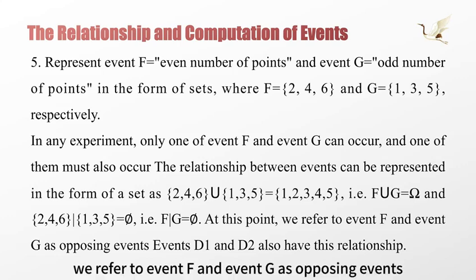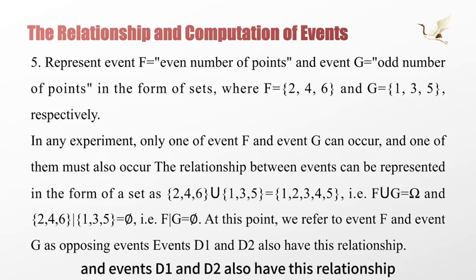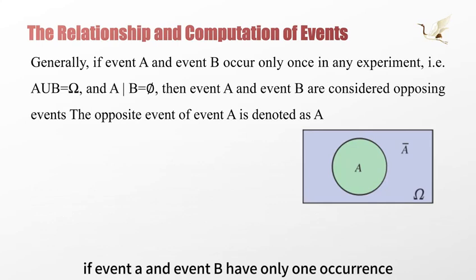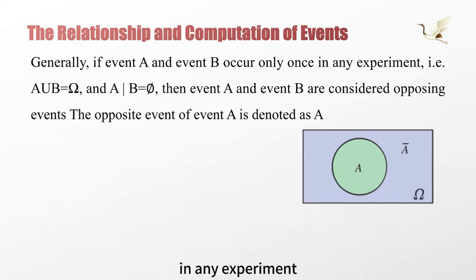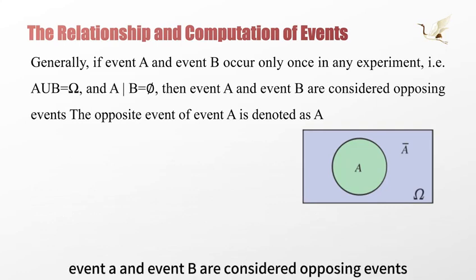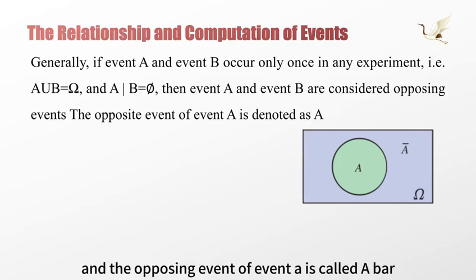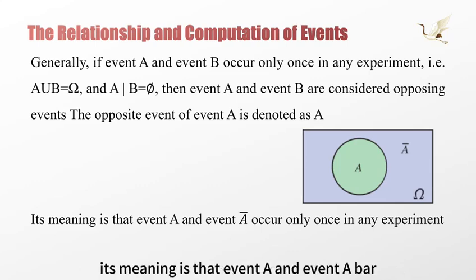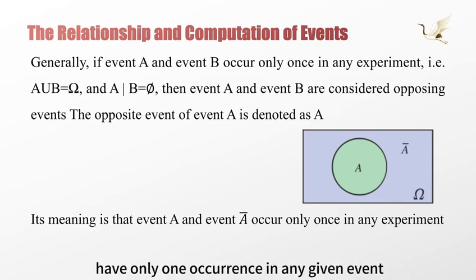In this case, we refer to event F and event G as opposing events, and events D1 and D2 also have this relationship. Generally, if event A and event B have only one occurrence in any experiment, that is, the union of A and B is equal to omega, and the intersection of A and B is equal to the empty set, then event A and event B are considered opposing events. The opposing event of event A is called A bar. It can be represented by a diagram. Its meaning is that event A and event A bar have only one occurrence in any given experiment.